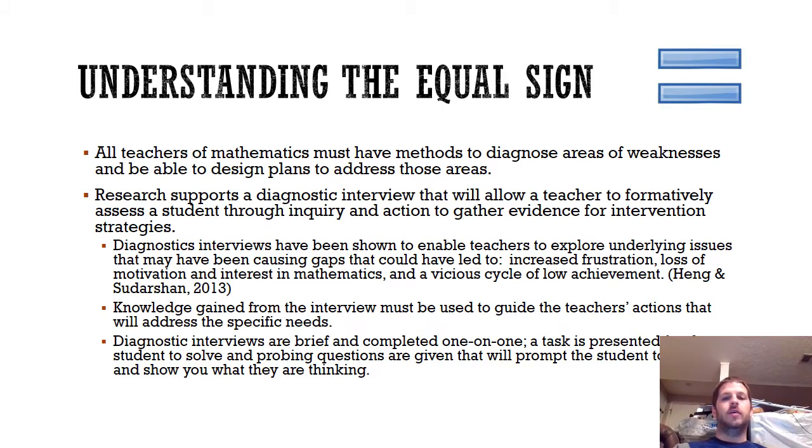Diagnostic interviews have been shown to enable teachers to explore underlying issues that may have been causing gaps that could have led to increased frustration, loss of motivation and interest in mathematics, and a vicious cycle of low achievement. Knowledge gained from the interview must be used to guide the teacher's actions that will address the specific needs.